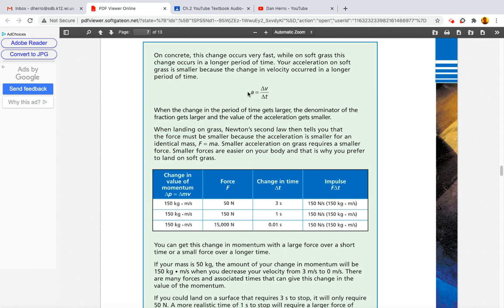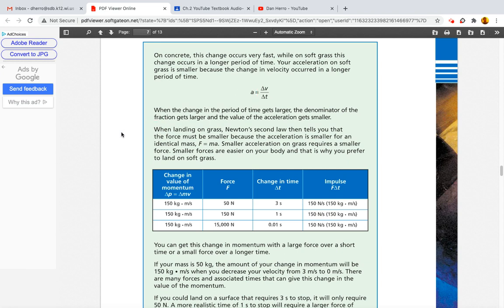Kind of similar to how speed equals miles per hour or kilometers per hour, but here you're having acceleration equals change in velocity over change in time. All right. When the change in the period of time gets larger, the denominator of the fraction gets larger, right here. And the value of acceleration gets smaller, right here.